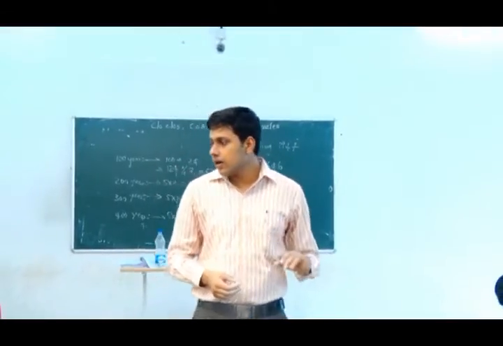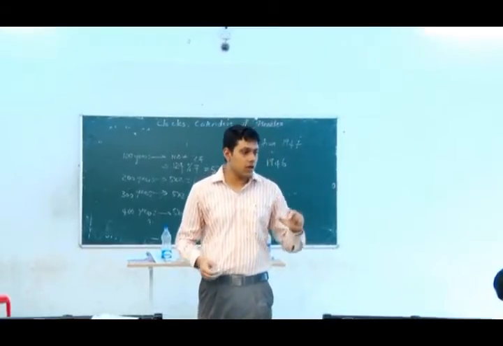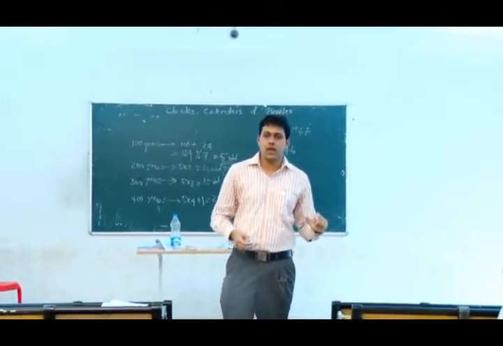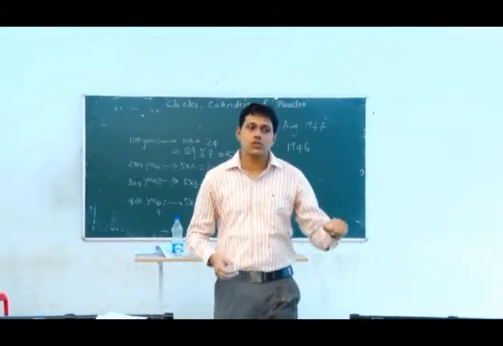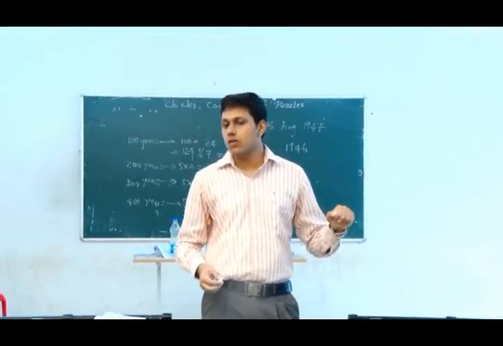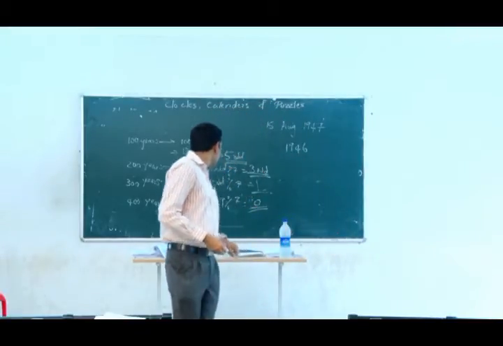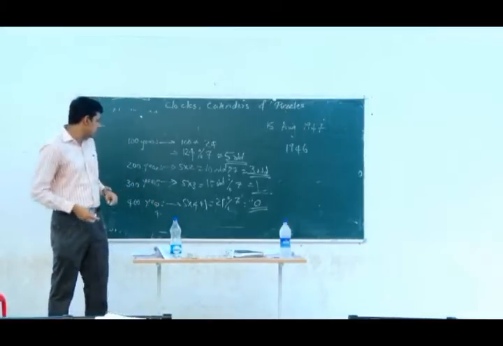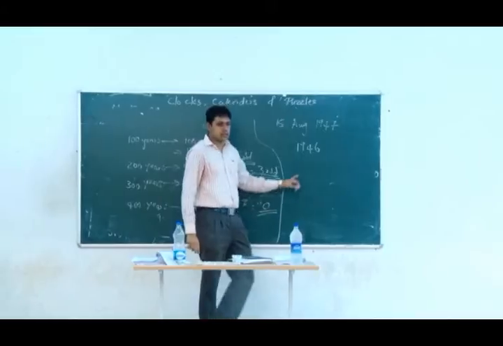So after 400 years, we have 0 odd days. After 800 years, we have 0 odd days. After 1200 years, 0 odd days. 1600 years, we have 0 odd days. After 2000 years, we have 0 odd days. Clear? Okay. So now we have the year 1946.